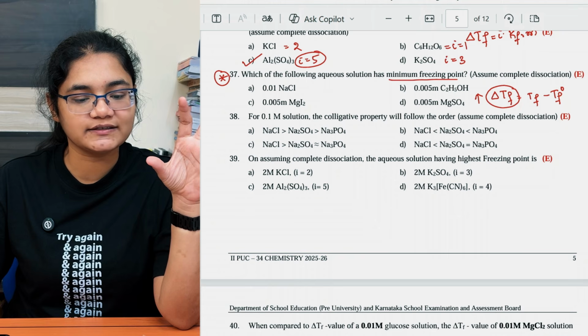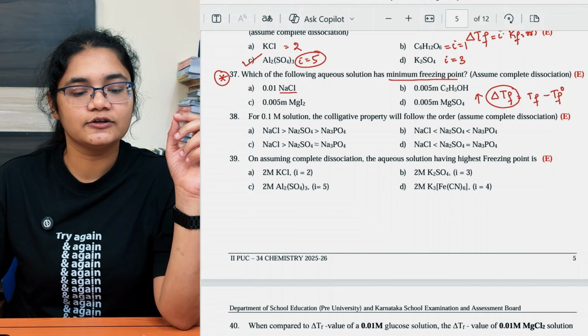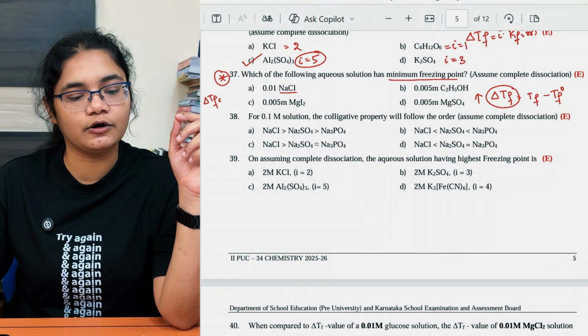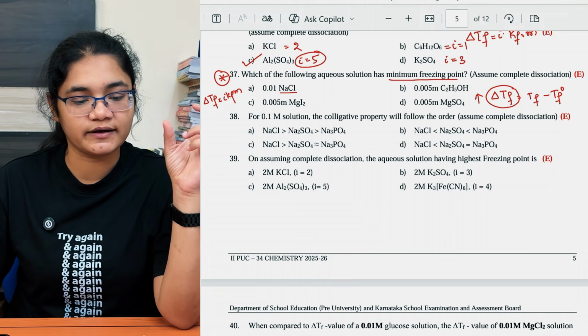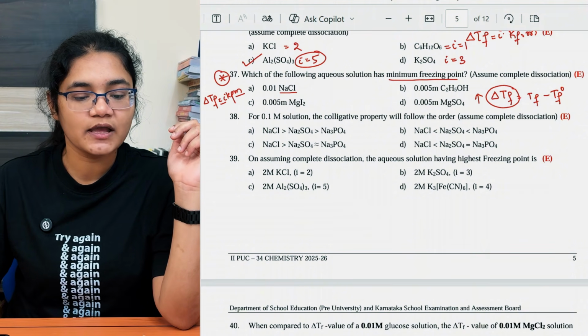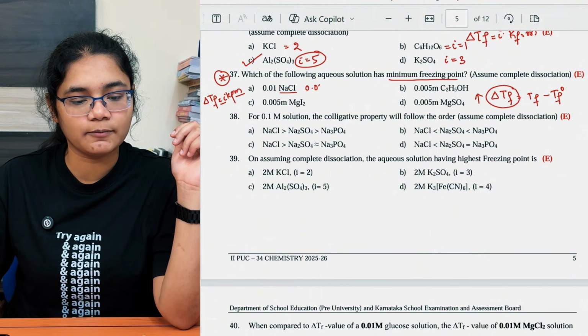Here you can see 0.01 and NaCl is 2, right? So what is the formula of delta TF? It is equal to i into Kf into m. Kf will be constant because it depends on the solvent. So I just have to take i and m value. So i value is 2 here. So i and m will be 0.02.